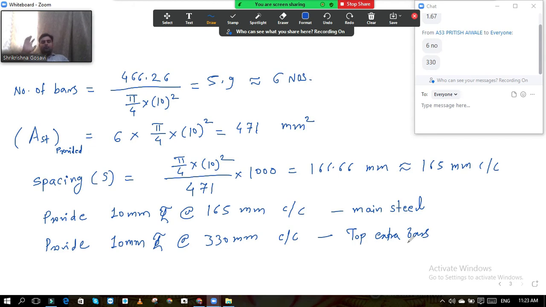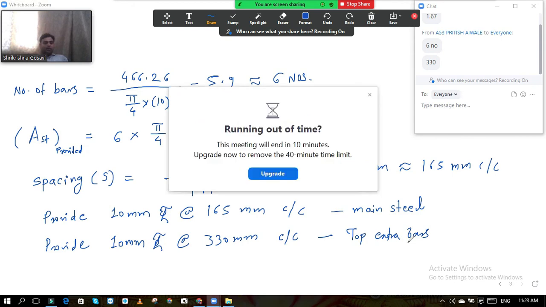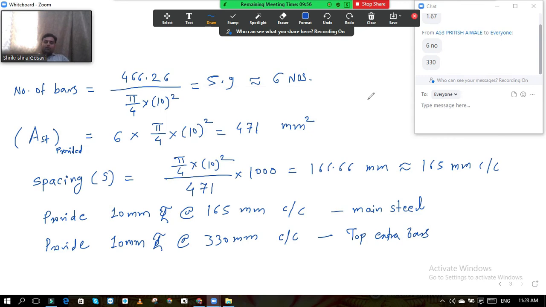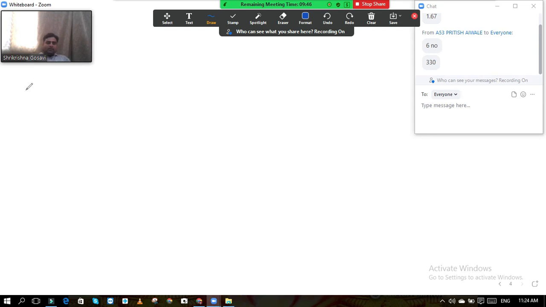Now, if you see on both the flights, we have provided main steel and top extra bars. For BC also we have provided main steel and top extra bars. For AB also we have provided main steel and top extra bars. Now what are we going to provide? We are going to provide the distribution steel. So the next point is distribution steel.